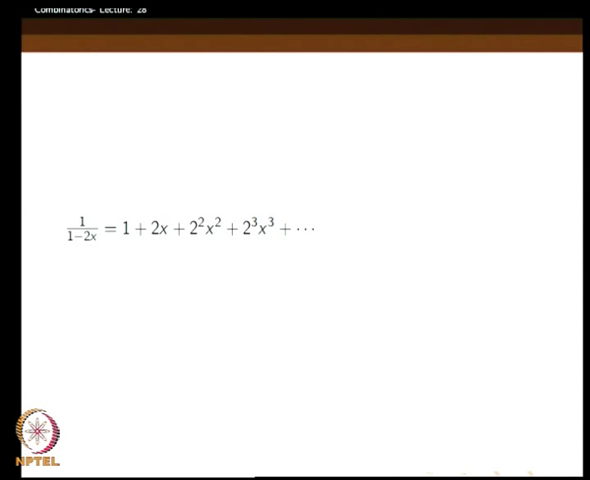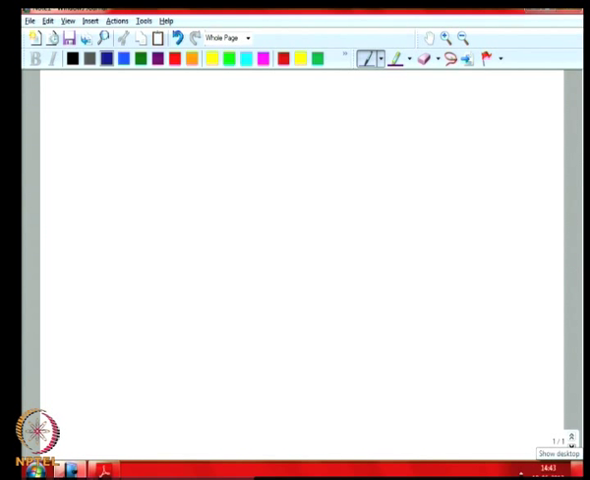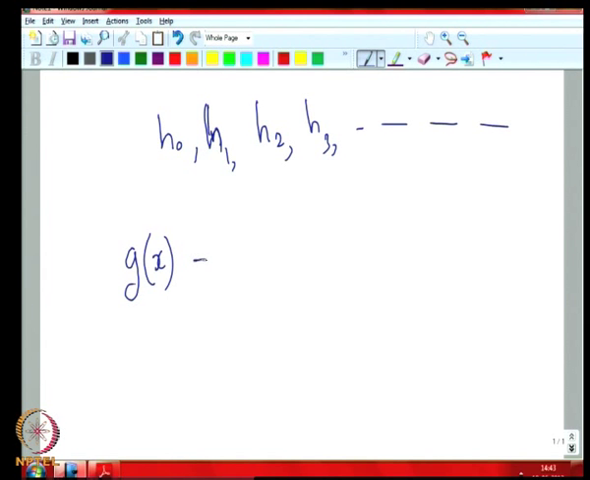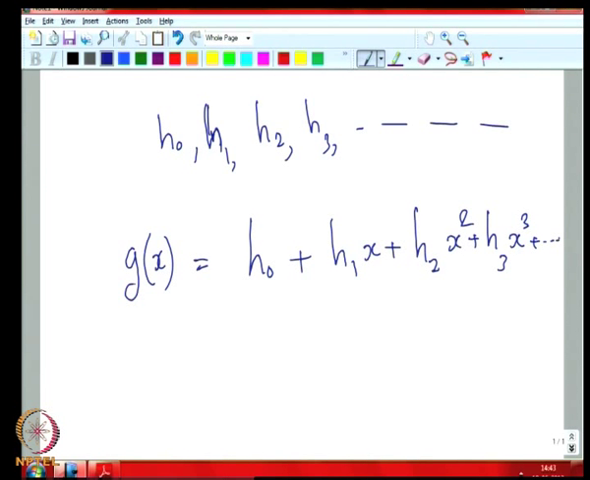To remind you, suppose the sequence is h0, h1, h2, h3 and so on, then the generating function g of x is h0 plus h1 x plus h2 x square plus h3 x cube plus and so on, so hn x raised to n plus.